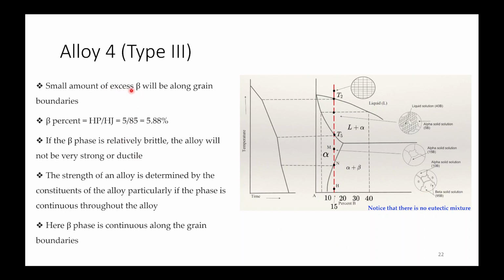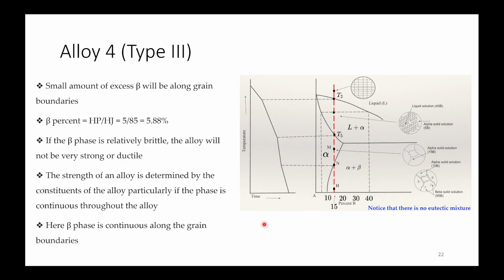Now the small amount of beta will be along grain boundaries, and you can measure the beta percentage by using the tie line. If the beta phase is relatively brittle, the alloy will not be very strong or ductile. The strength of an alloy is determined by the constituents of the alloy, particularly if a phase is continuous throughout the alloy. And here the beta phase is continuous along the grain boundaries.